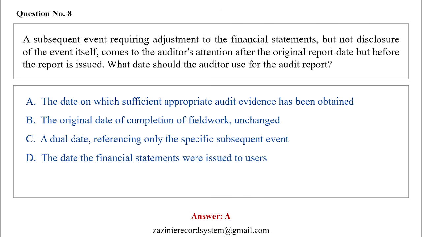Explanation. Letter A is correct because once a subsequent event requires adjusting the financial statements themselves, rather than just being disclosed in a note, the auditor simply uses the date on which sufficient appropriate evidence was gathered, extending responsibility fully to that date. This is different from disclosure-only subsequent events, where a narrower dual dating approach can be used instead.